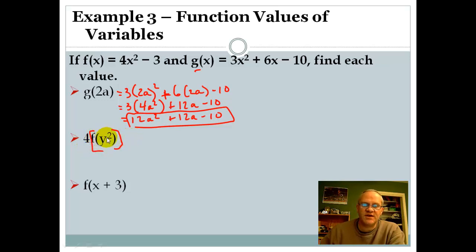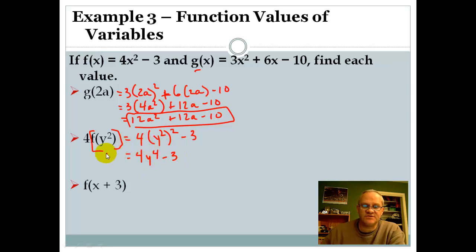So what's f of y squared? Well, it means we're just going to have what? 4 times, instead of x squared, it's going to be y squared squared minus 3. So what's y squared squared? What's that, Drew? Y to the 4th? Good. So 4y to the 4th minus 3.